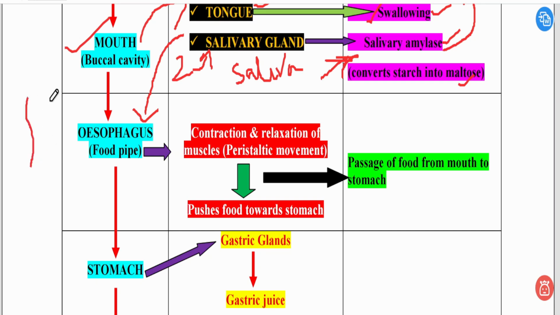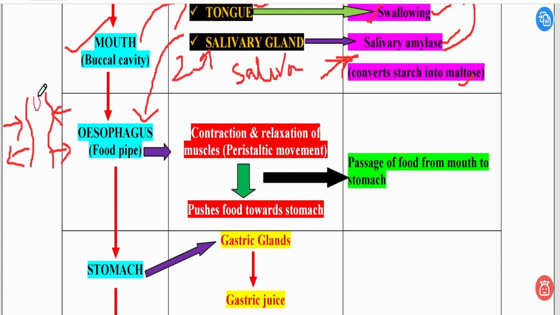So in the esophagus, what happens? Let me show you by drawing the diagram. Suppose this is the esophagus or the food pipe. Here repeatedly contraction and relaxation of those muscles will take place. Have you seen a rubber band? If you pull the rubber band, that means it is relaxing, and then if you leave the rubber band, it is contracting, and that movement is called peristaltic movement.